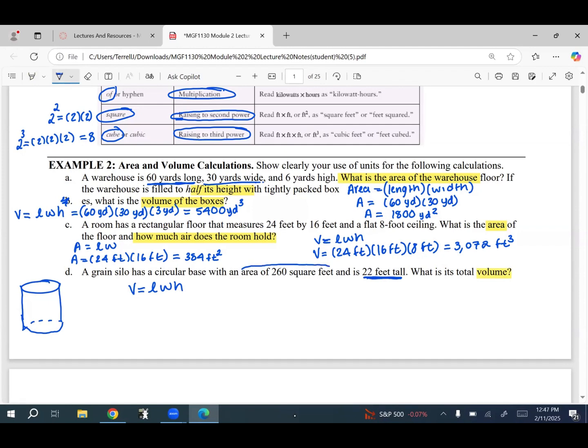The area is 260 square feet. Isn't area length times width? That's the formula for area. So I'm just going to plug that in. Length times width is area, which they told me is 260 feet squared. And then height is 22 feet. So when you multiply 260 times 22, you get 5,720. And remember, for volume, your units is always cubed.